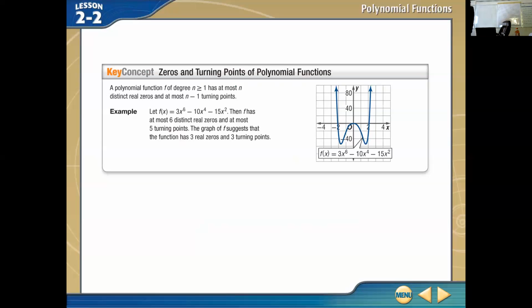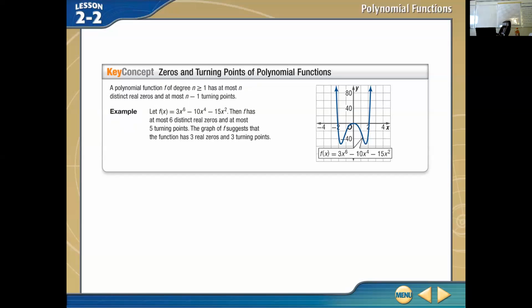This is basically centered around the exponent. So it says let f of x equal 3x to the 6th minus 10x to the 4th minus 15x squared. Then f has at most 6 distinct real zeros. So in other words, the highest exponent that you have in that polynomial, you can have at most that many zeros. Okay, so if it's x to the sixth, you could have 6 distinct real zeros.